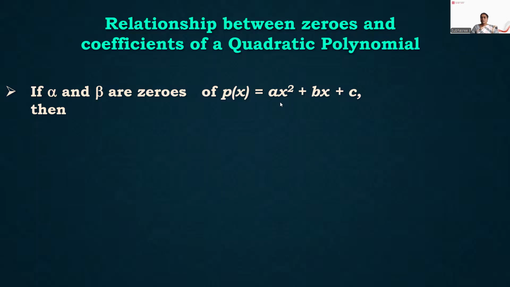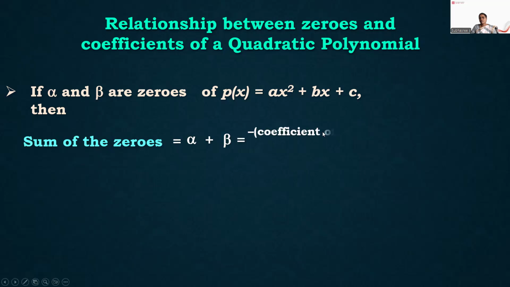You see here, alpha and beta are the zeros of the polynomial, means p of x equal to ax square plus bx plus c, because we are talking about only quadratic polynomials. Okay, degree 2. What is sum of zeros? That is alpha plus beta. Okay, alpha plus beta is minus coefficient of x by coefficient of x square. That is minus b by a. What is coefficient of x? You see in the equation, it is b.